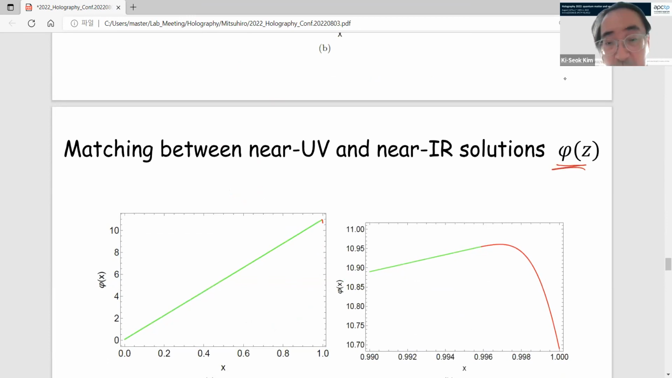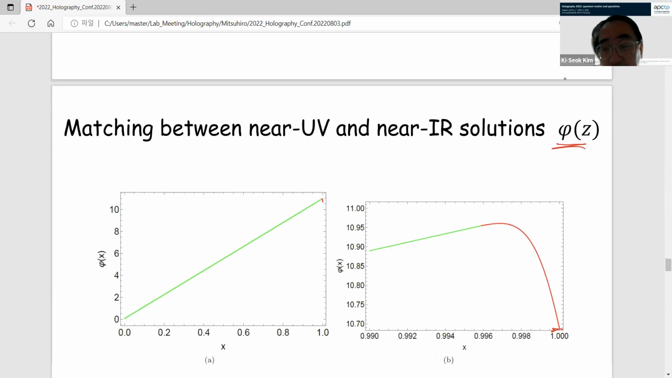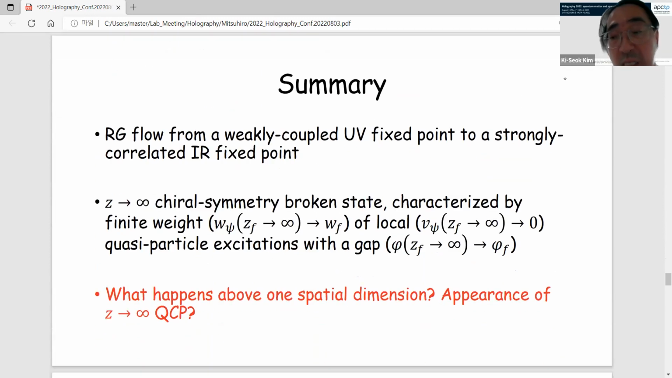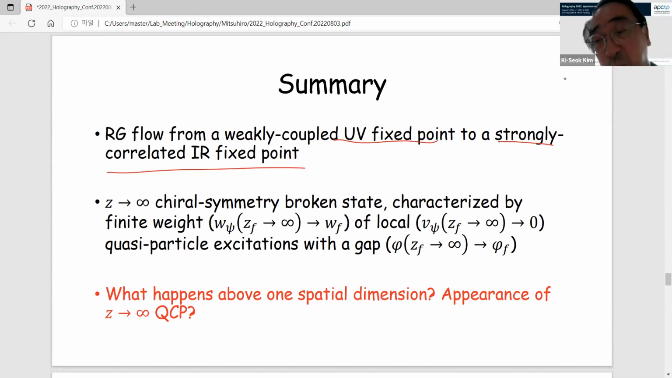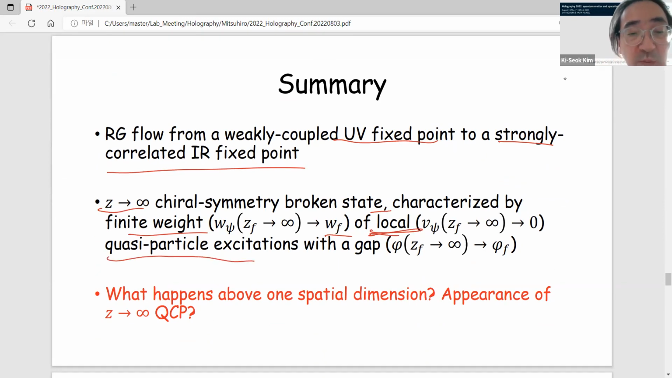You have some chiral symmetry breaking field value also. So let me summarize it. RG flow from a weakly coupled UV fixed point to a strongly coupled correlated IR fixed point. This is what we showed. As a result, we found a dynamical critical exponent infinite, and a chiral symmetry broken state characterized by a finite weight of local particle excitations with a gap. This is the result.